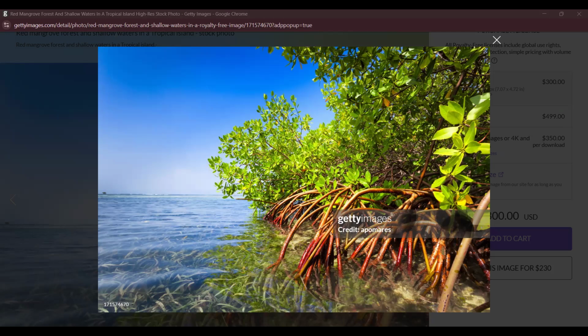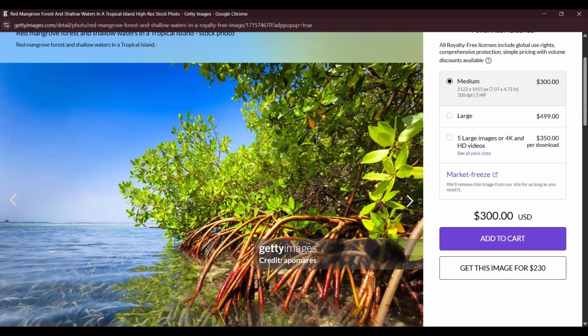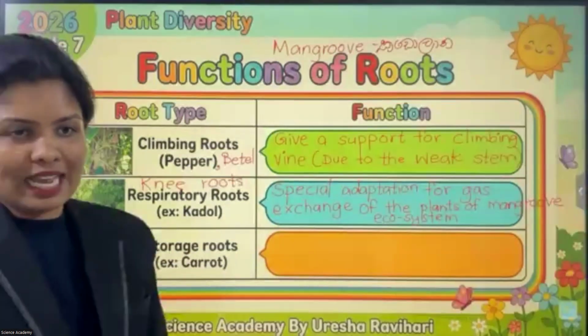Teacher, what plant is this? Here, children, most probably, just check. Okay, so here, these mangroves, I'll tell you, okay? This is the nature of these knee roots or the respiratory roots, children. Okay, I'll tell you what is the name of that.